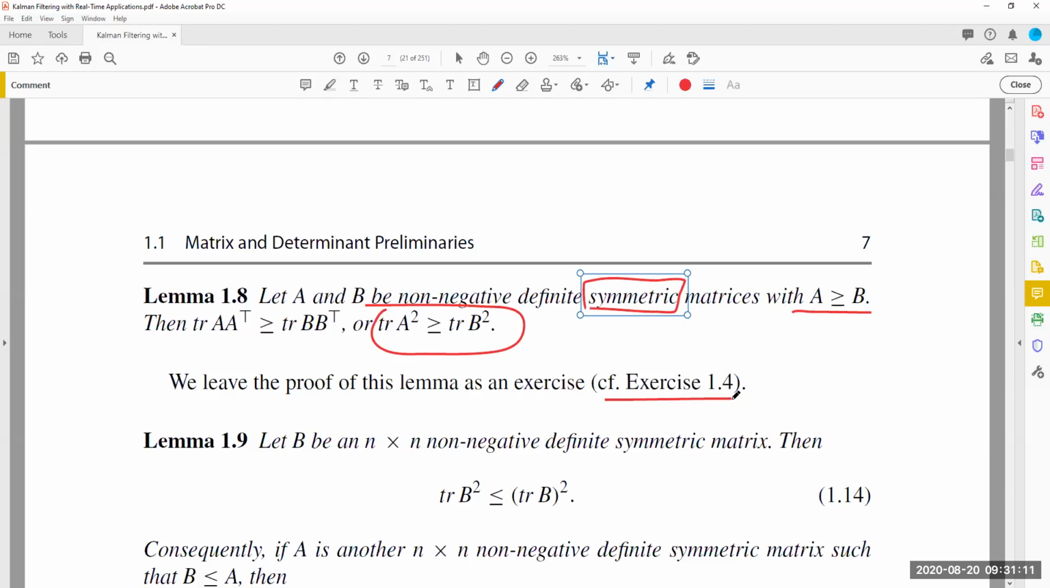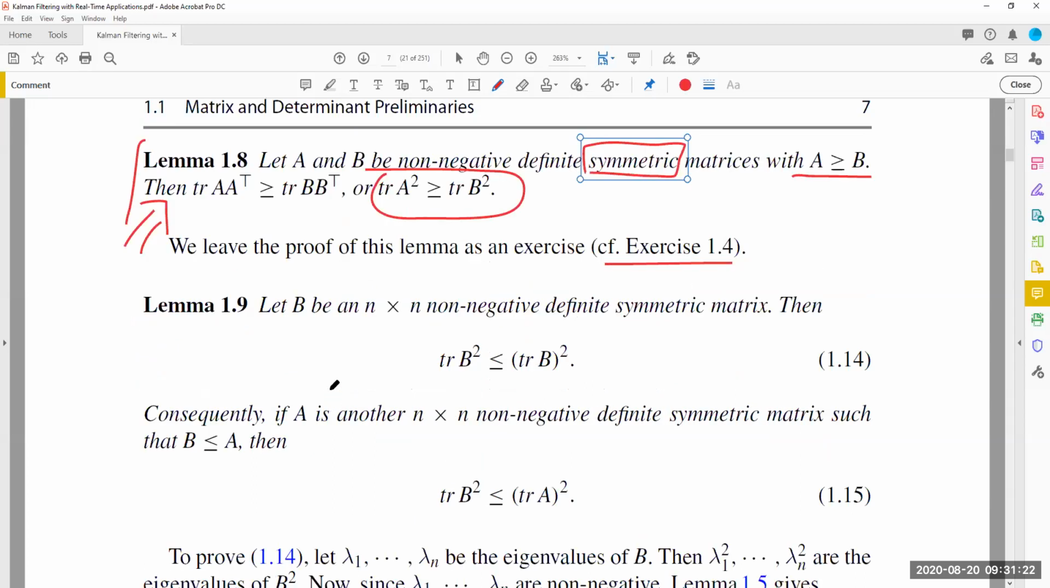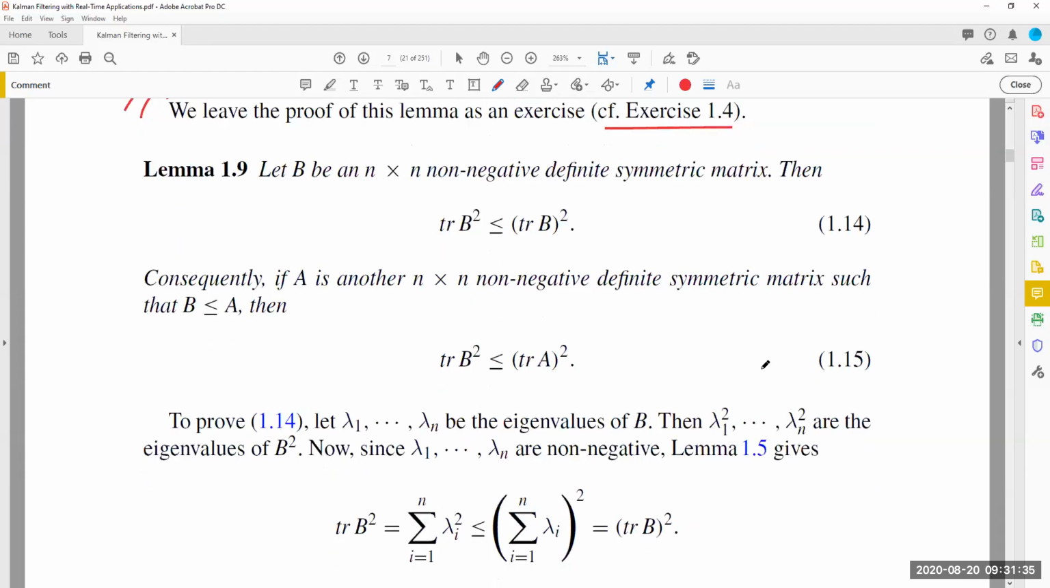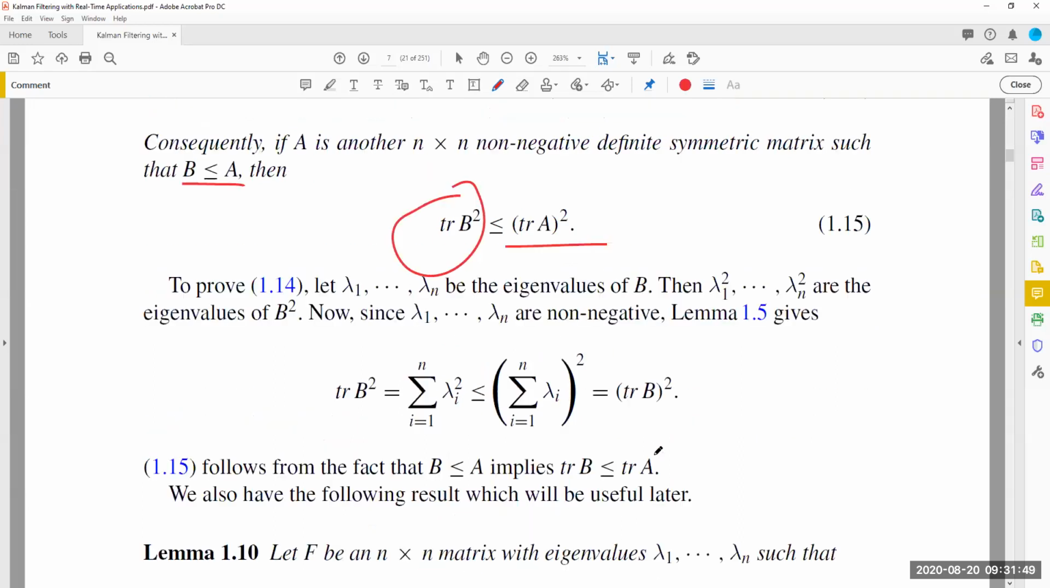I checked the answer provided by the authors. I think there are some problems with this proof, so you are welcome to develop your own proof for this lemma. Lemma 1.9 is about a matrix B that is a non-negative definite symmetric matrix. Then the trace of B squared is less than the trace of B, squared. So if B is less than A, we know the trace of B is less than the trace of A, so we have the trace of B squared is less than the trace of A squared.